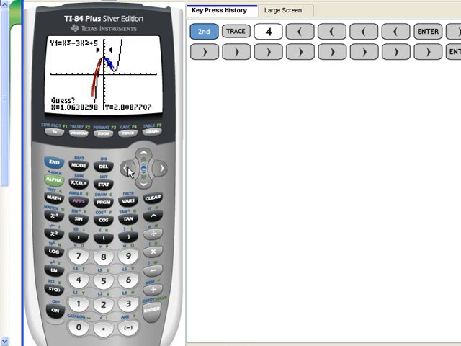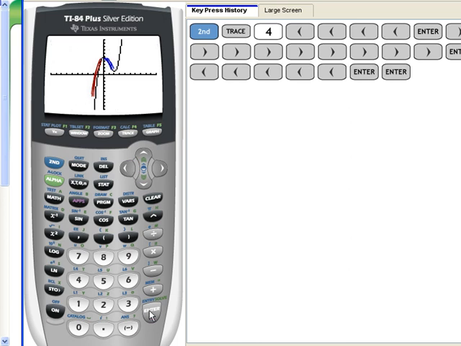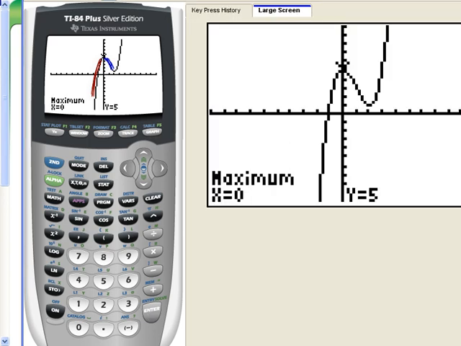Okay, then guess, move my cursor close to it. Press enter, and there it is. And it disappeared on me because I pressed enter twice. I'm going to hit pause and then do it again. Okay, I got it back again now. So our maximum is at 5.